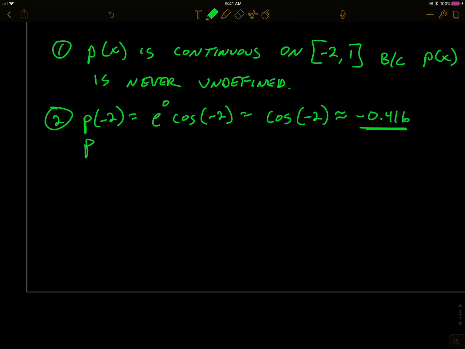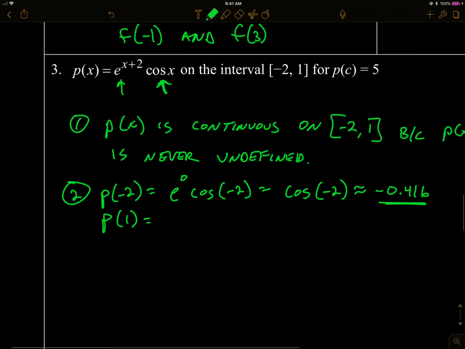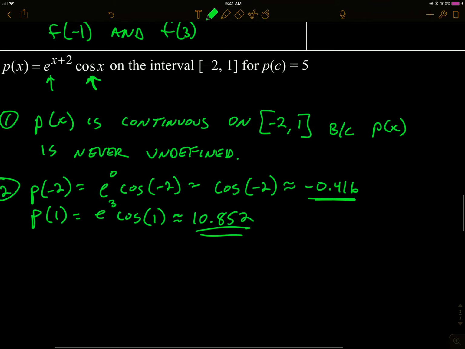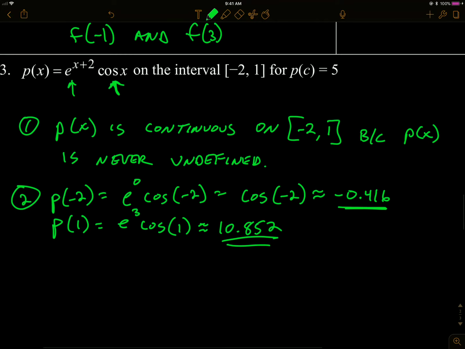Now we got to check the other endpoint. So if we plug in a 1 into this thing, we're getting e cubed cosine of 1. So that's going to be about 10.852. So now I know the two y values that my desired one has to be in between. They want to know, is there a c such that its y value is 5? 5 is indeed between those two numbers.